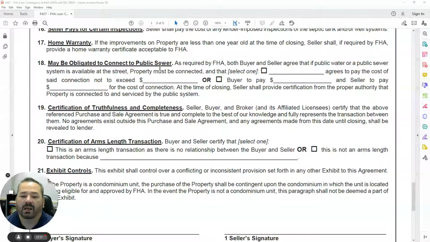But in case it does, we are asking that the seller, and mark the checkbox, agrees to pay the cost of said connection not to exceed $500, $1,000. Put those numbers in there. If you know that it is already connected to the public sewer and the public water, throw $100 in there. It's going to be a non-issue, and $100 in there is not going to intimidate anybody.